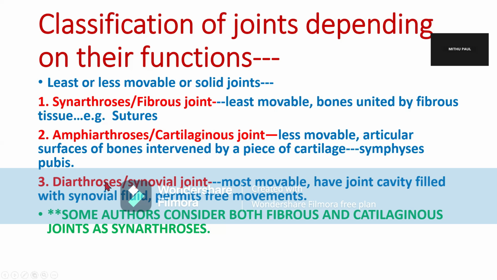Diarthrosis means a synovial joint, having a synovial cavity, membrane, and a different structure, a complete structure of a joint. So that sort of joint allows a wide range of movement. Most of the joints in the human body are diarthrosis or synovial joints.